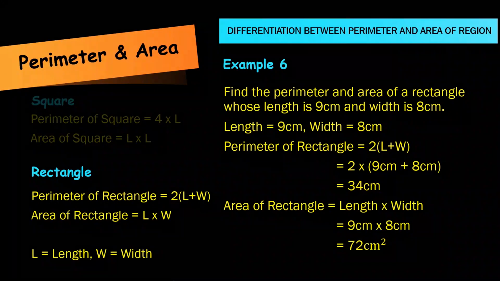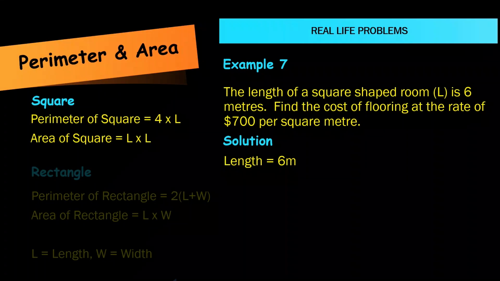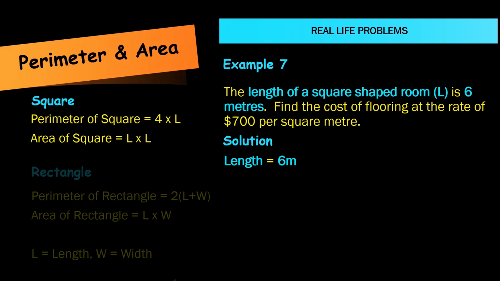Now let's have a go at another example. Again, pause the video and have a go. Press play when you're ready to view the solutions. The length of a square-shaped room L is 6 meters. Find the cost of flooring at the rate of $700 per square meter. So let's solve this. We're going to begin by writing out everything. So the length L is equal to 6 meters.